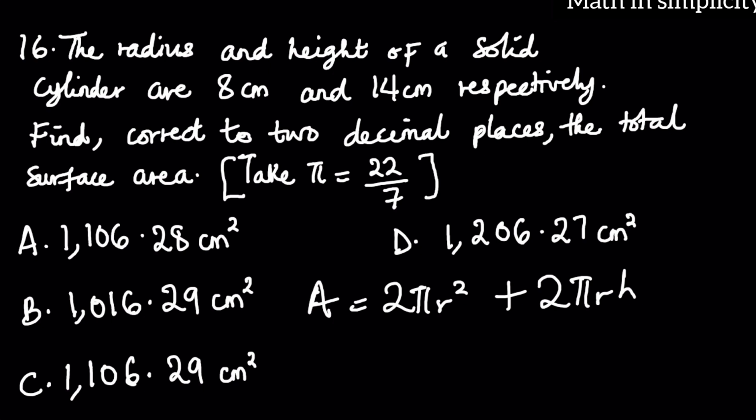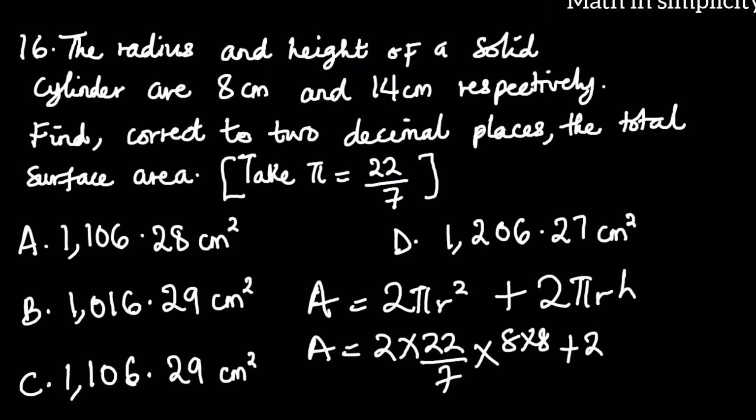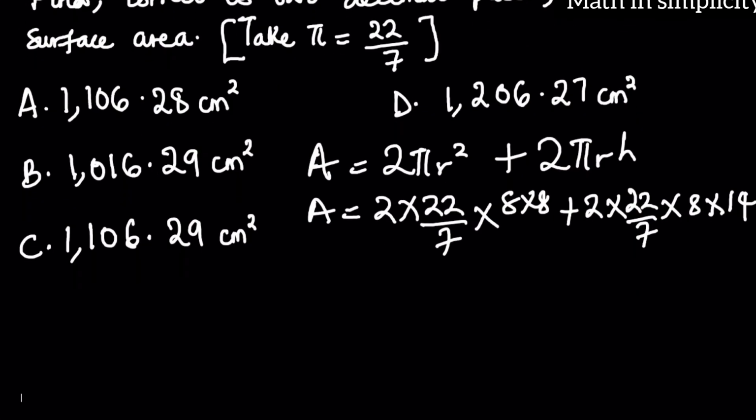The 2 pi r squared is for the surface area of the two tops. The top of the cylinder is a circle, and then 2 pi r h is for the body, so that we have the area equal to 2 times, we are given pi as 22/7, so 22/7 times the radius, which is 8, times 8, that's 8 squared, then plus 2 times pi again, which is 22/7, times r which is 8, and the height is 14. So this is all we need to do to get the answer.